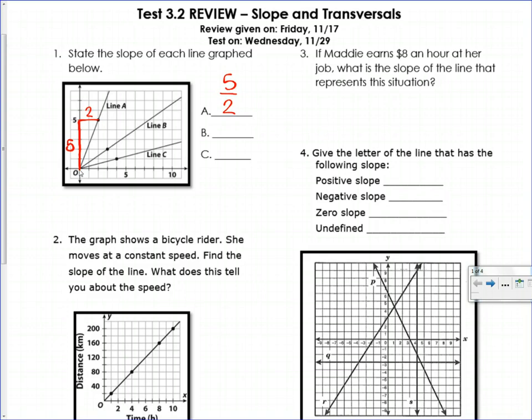For line B, we're going to start at the origin again. Up and then over. So for line B, this time I went up 2 and to the right 3. So rise over run, my slope is 2 over 3. And then lastly, line C, origin and then over to the point they gave us. Up 1, over 4, rise over run, my slope is 1 over 4.